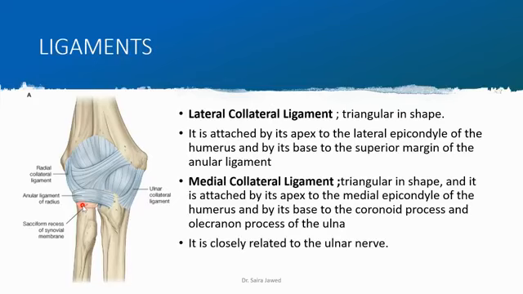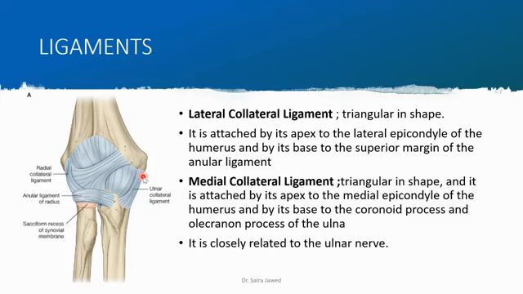All right, what are the ligaments present around the elbow joint? There is a lateral collateral ligament, and you know that radius is the bone which lies laterally in the forearm. So this lateral collateral ligament is also known as the radial ligament, and it is mentioned as radial ligament in some books. And the medial collateral ligament is also referred to as the ulnar collateral ligament.